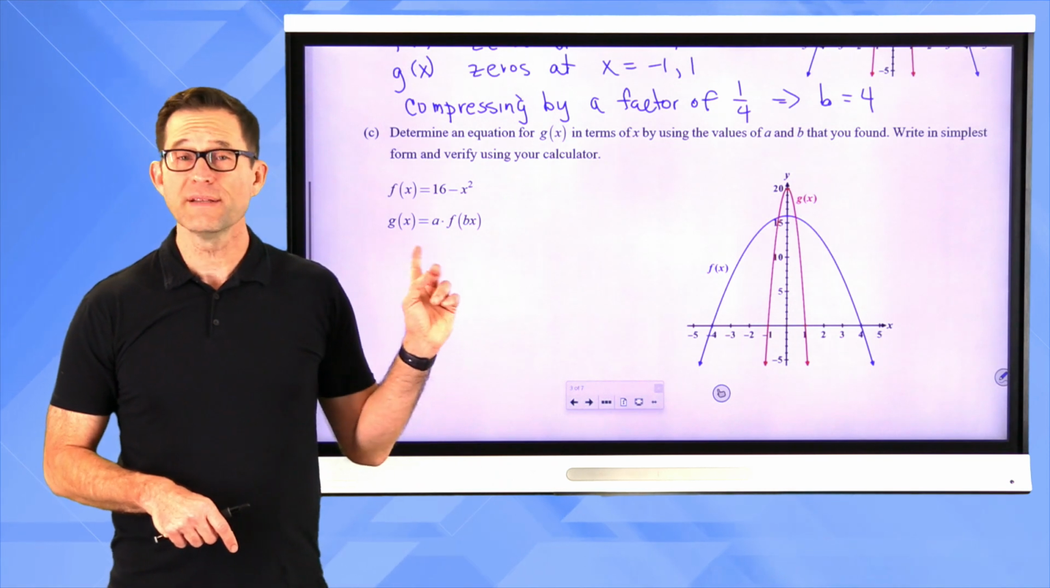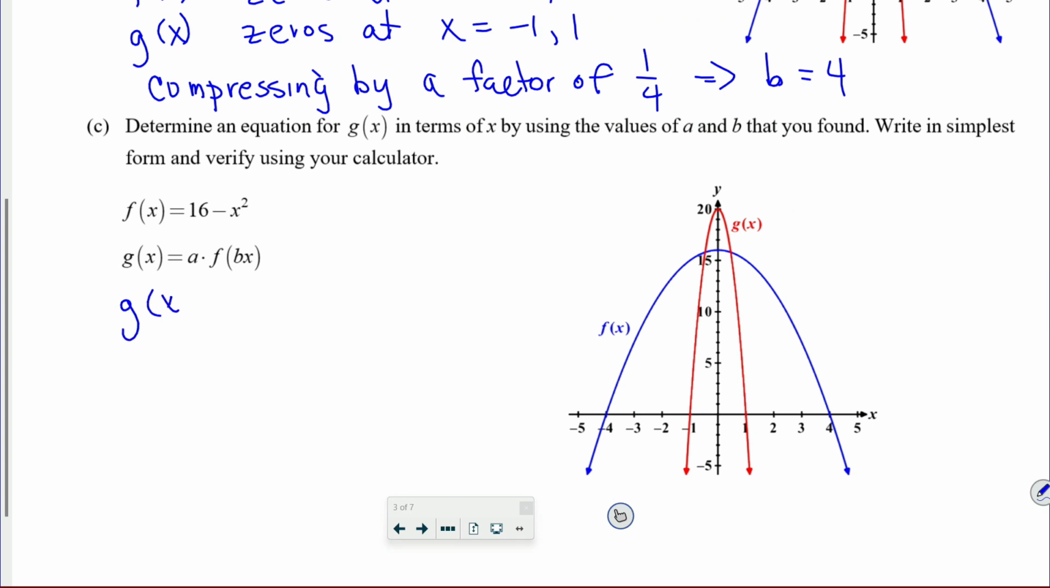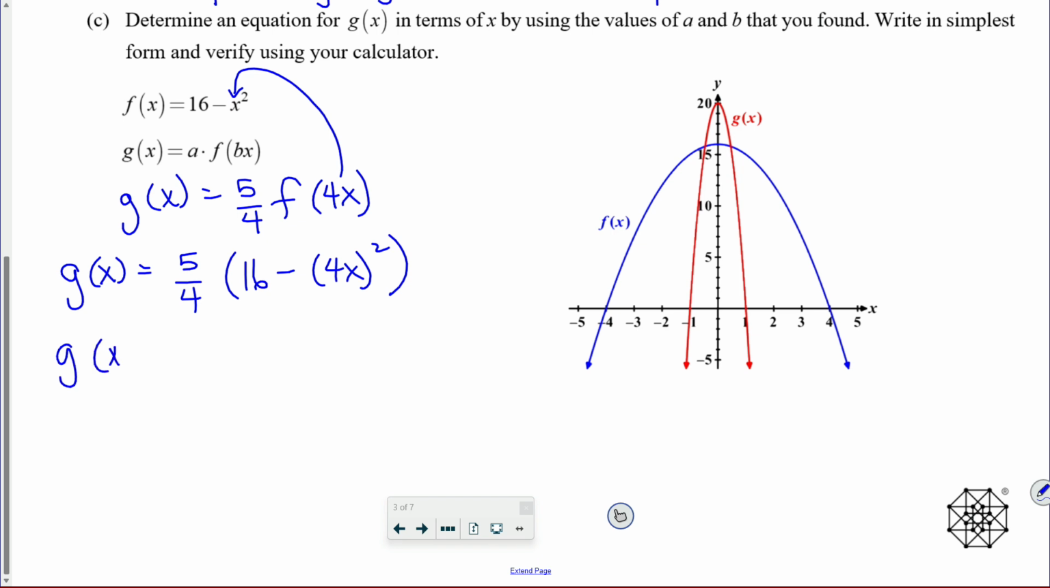All right, well first, let's write this thing down, but with the proper values of a and b. So g of x is going to be 5/4 times f of 4x. Excellent. Now we just have to kind of substitute. G of x is going to be 5/4 times 16 minus 4x squared, right? So wherever there's an x in f of x, I now need to put a 4x in. All we're doing there is composition of functions. Now I can do a little bit of work here, right? So 4x squared is 4x times 4x, or 16x squared.